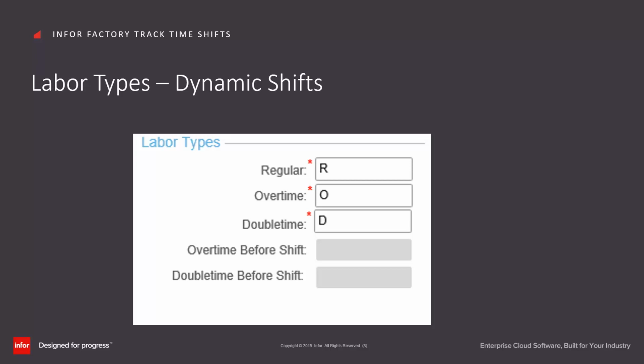Other ERPs have labor types that are configurable. In these instances, enter the labor type code you want hours from a particular shift to post as in the ERP. Dynamic shift types only require definition of regular overtime and double time.